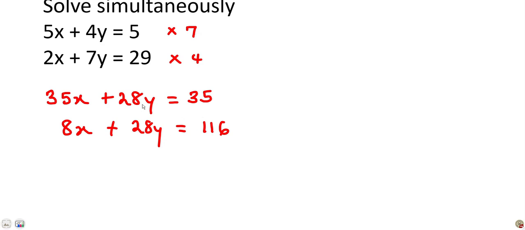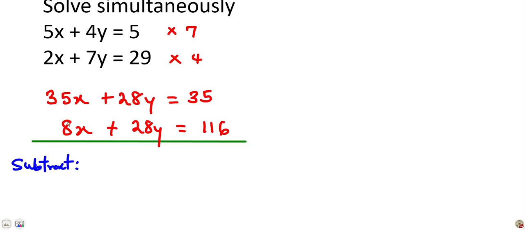Now I can see that the coefficients for y are the same, but the sign is the same also. So what that suggests, if you have the same sign for the coefficient that is the same, is that what you will be doing is the opposite. You will be subtracting. So you'll be subtracting along the column.